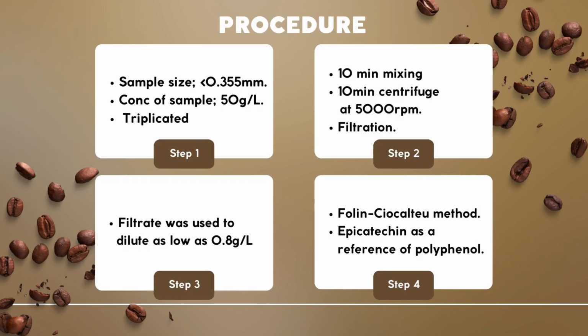To obtain my results, I ground and sieved coffee beans to particle sizes that were less than 0.355 millimeters, and I added 0.5 grams of my samples to 10 milliliters of distilled water, and this was triplicated. Then the samples were in the mixer for 10 minutes and in the centrifuge for 10 minutes. I filtered each to gain a filtrate that was then used to dilute at 5 different concentrations. And using the Folin-Ciocalteu method, I was able to obtain the absorbance, which was used to determine the polyphenol content.